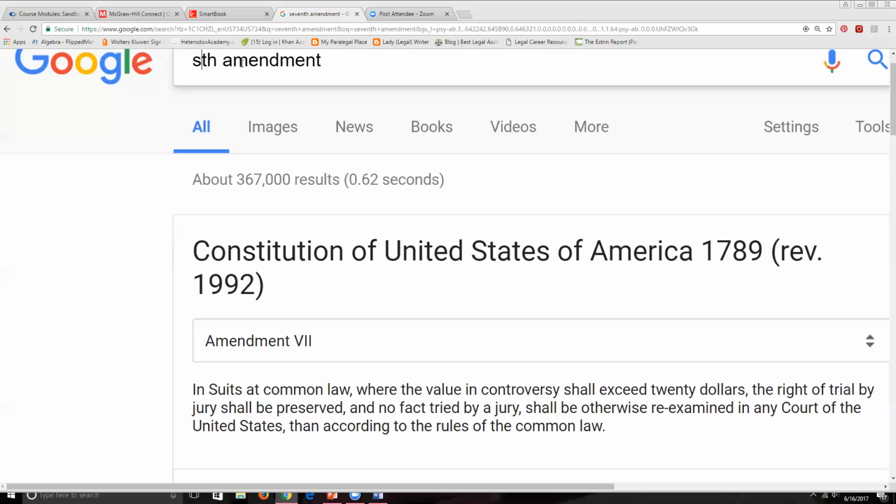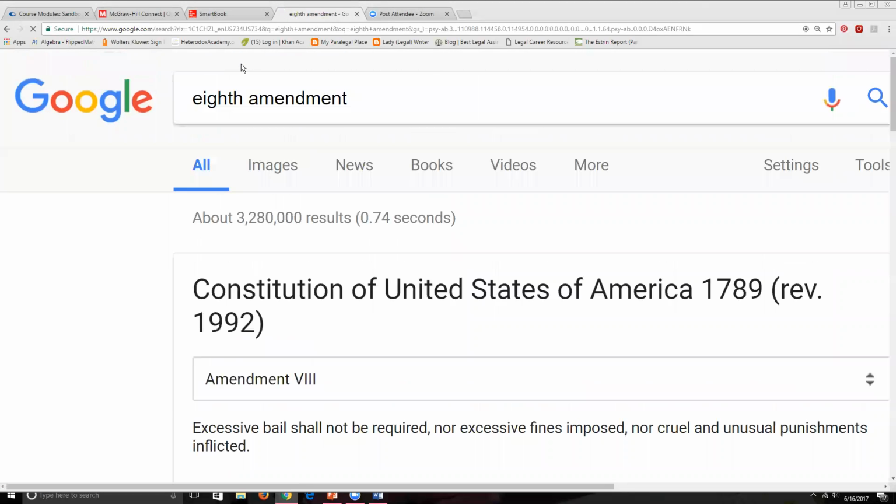Again, we're still in the area, well, I guess in the Seventh Amendment we veered a little bit from criminal law into civil law, but now we're going to go back to criminal law. Here we have: excessive bail shall not be required, nor excessive fines imposed, nor cruel and unusual punishments inflicted. So we have three protections here.